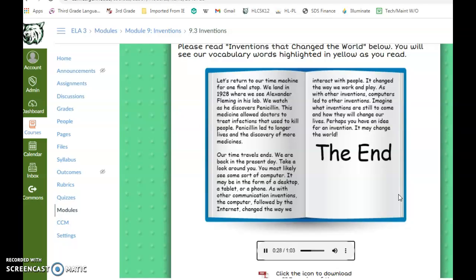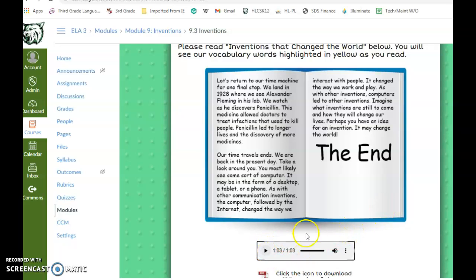Take a look around you. You most likely see some sort of computer. It may be in the form of a desktop, a tablet, or a phone. As with other communication inventions, the computer, followed by the internet, changed the way we interact with people. It changed the way we work and play. As with other inventions, computers led to other inventions. Imagine what inventions are still to come and how they will change our lives. Perhaps you have an idea for an invention. It may change the world.